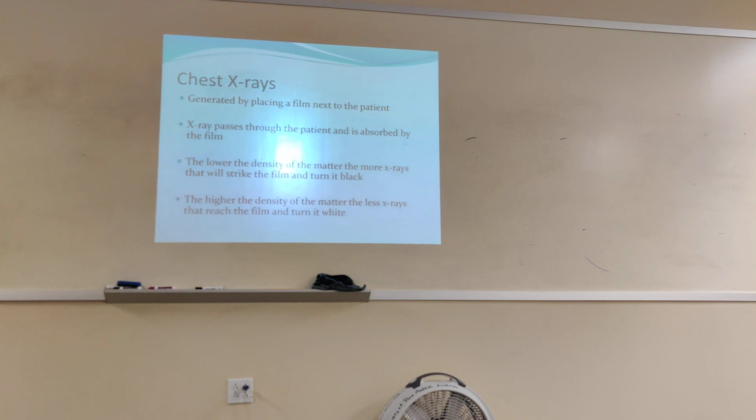The lower the density of the matter, the more X-ray will strike the film and turn it black. So, for instance, air has very low density, so it will turn black. Fluid and secretions have high density, and will turn it white. So the more dense, the more white, and the less dense, the more black.